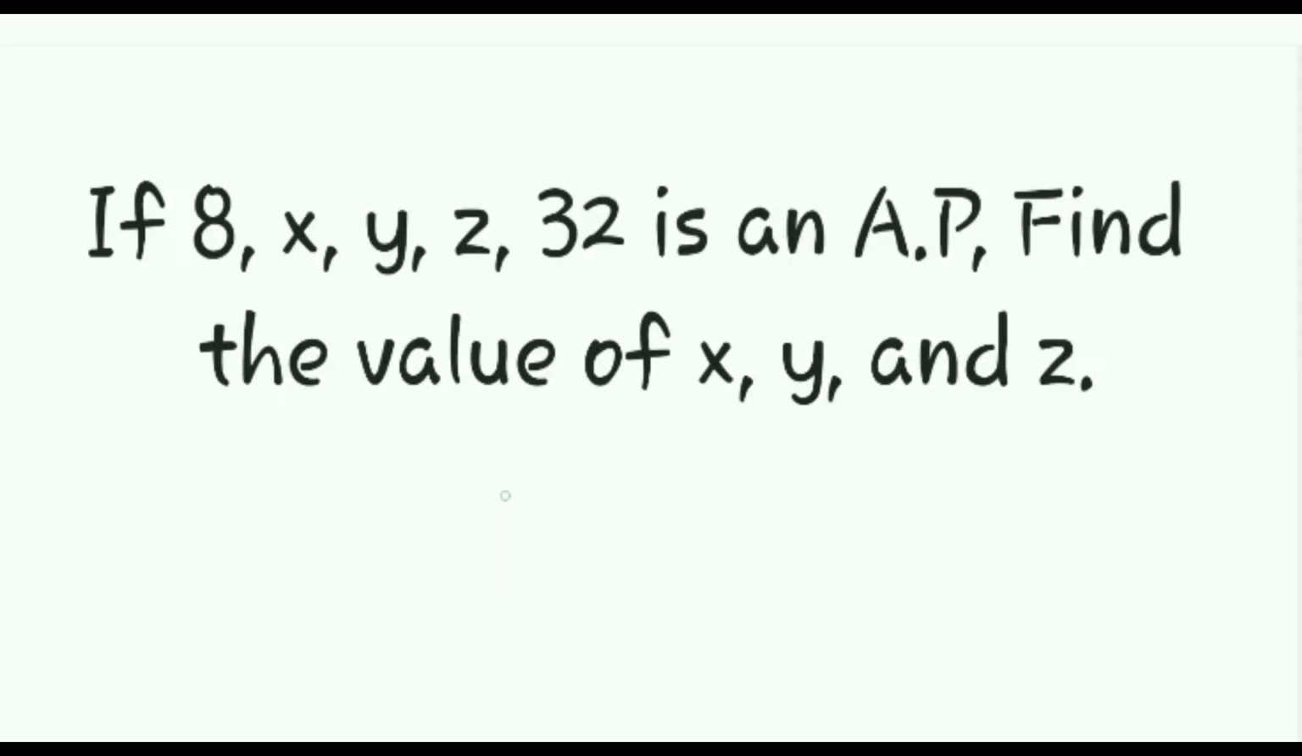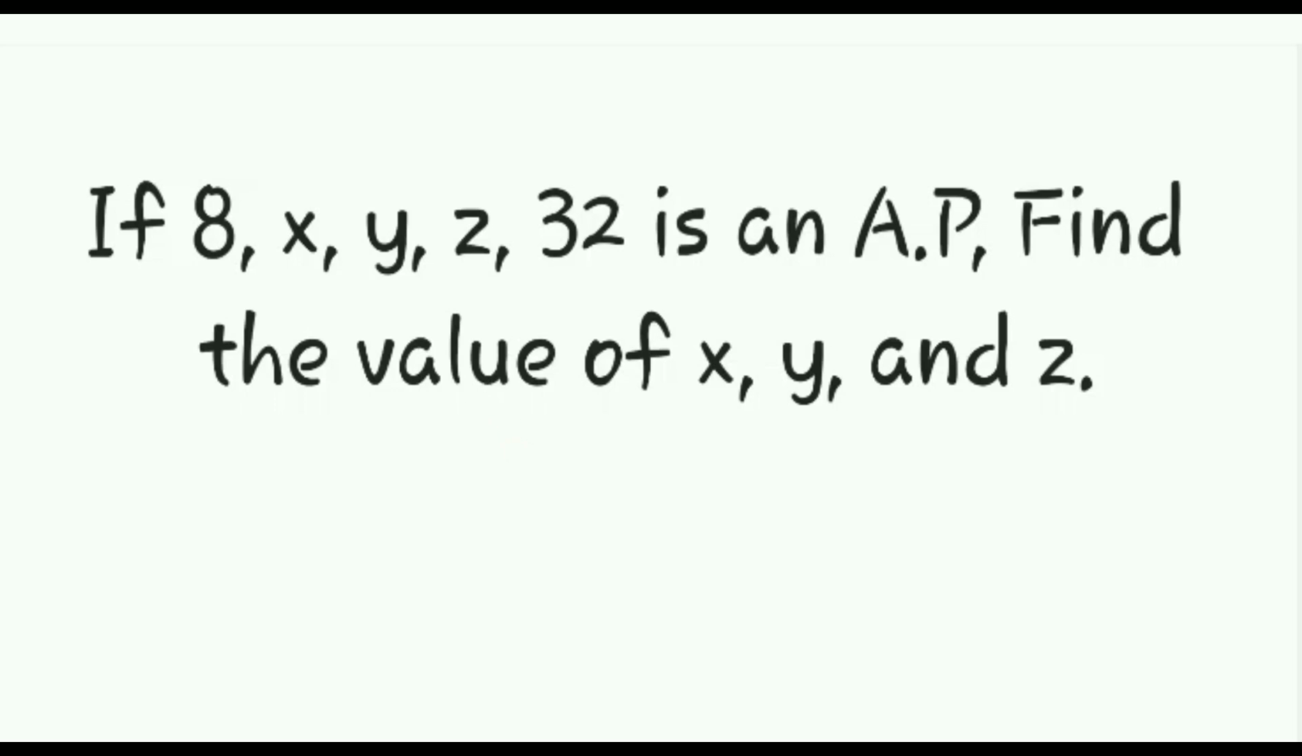Are you struggling with finding the values of unknowns in a sequence? So join me as we solve this problem together. If 8, x, y, z, and 32 is an AP, that's an arithmetic progression, find the value of x, y, and z. An arithmetic progression is characterized with the presence of a common difference, unlike that of a GP that is characterized with the presence of a common ratio.